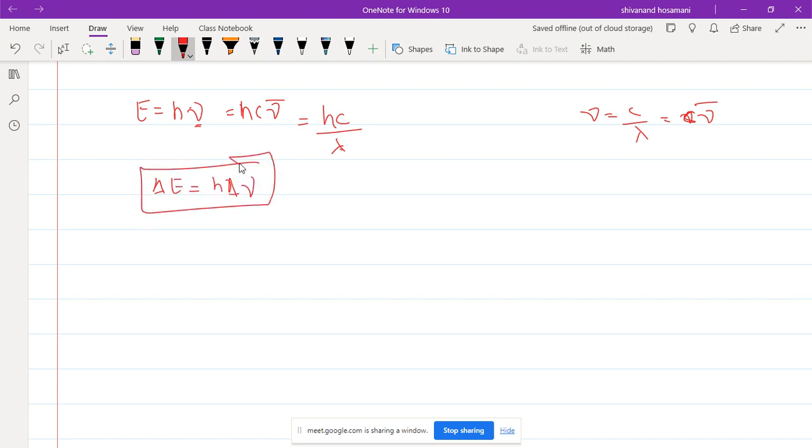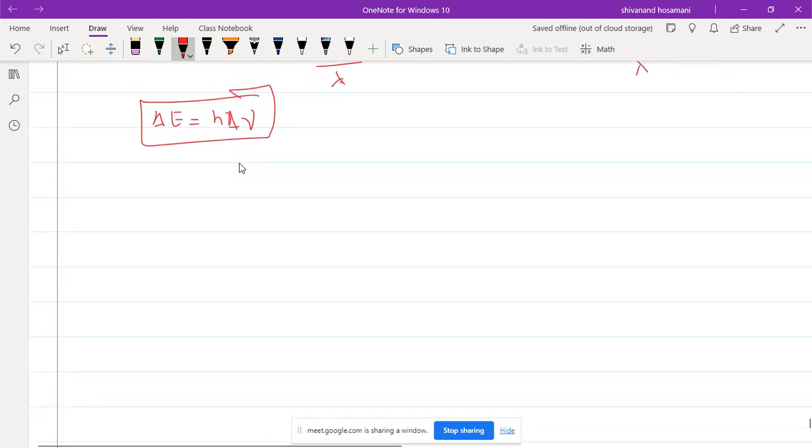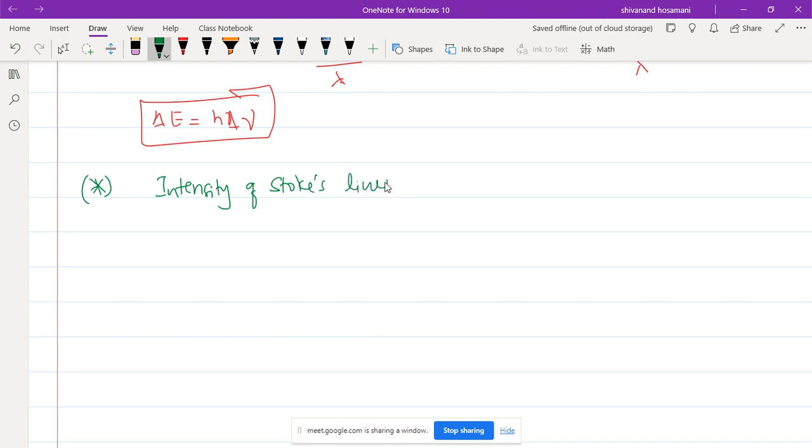Then again, the Stokes and anti-Stokes lines are going to have particular intensities. There is one important point. The intensity of Stokes lines is greater than the intensity of anti-Stokes lines. Remember, the intensity of Stokes lines is greater than the intensity of anti-Stokes lines.